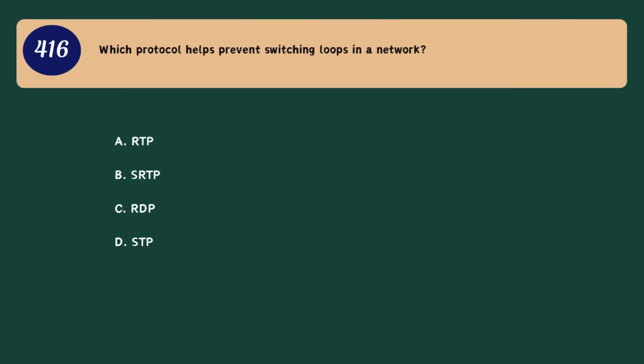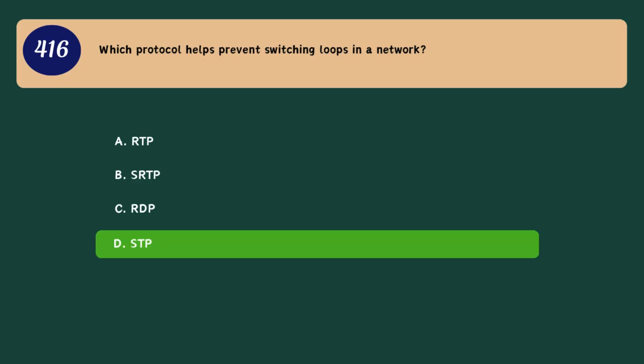Question 416. Which protocol helps prevent switching loops in a network? A. RTP. B. SRTP. C. RDP. D. STP. Correct answer. D. STP.